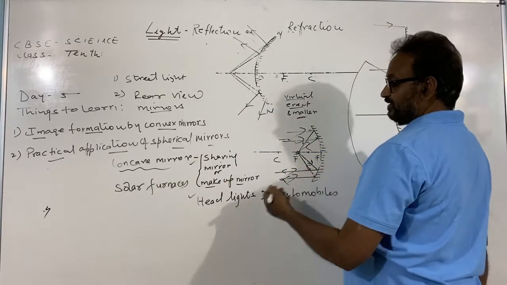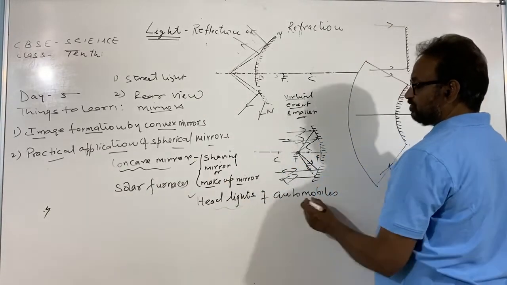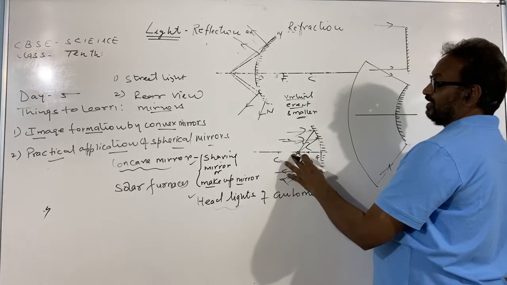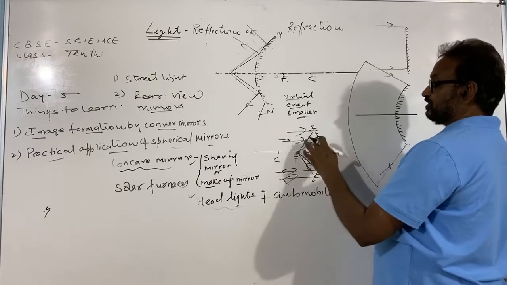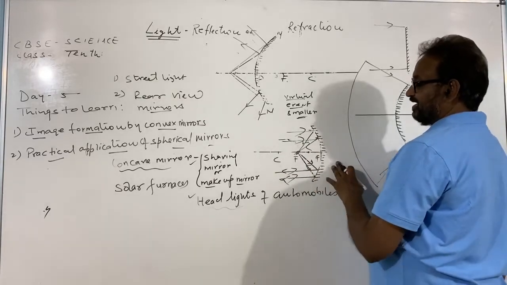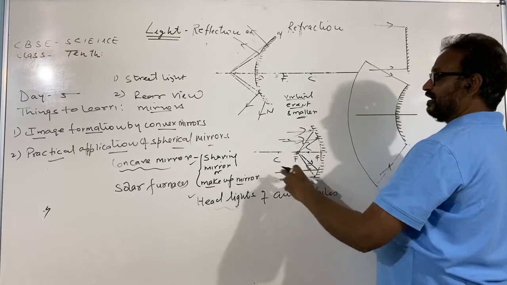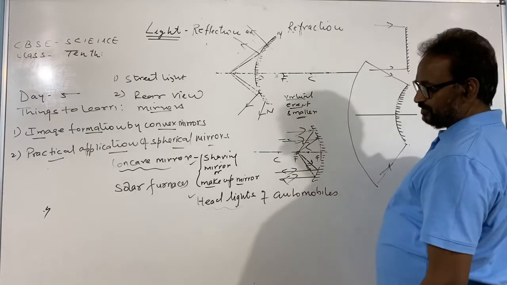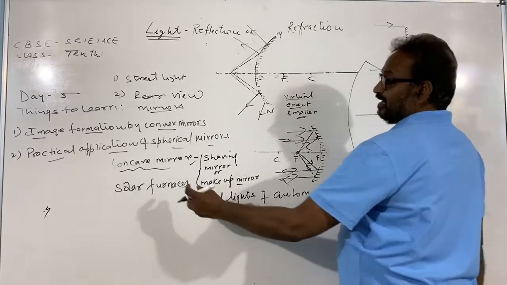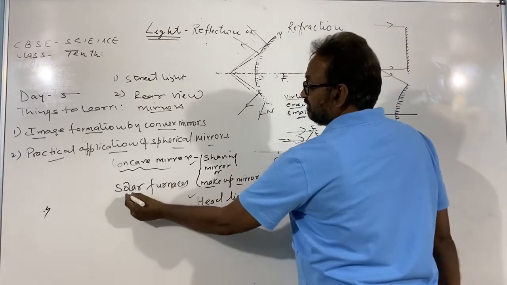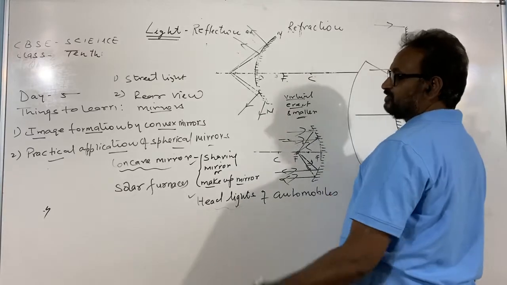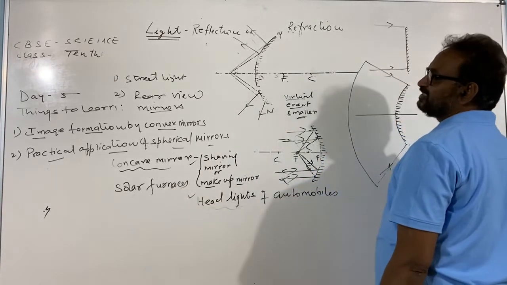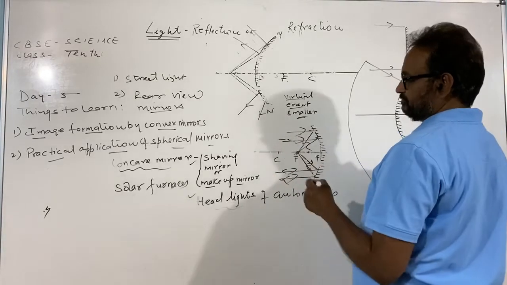Concave mirror is also used in the headlights of the automobile. The bulb is placed at the focus. The light rays coming from the focus, when they strike the mirror, are reflected parallel and a large road is illuminated. A concave mirror is also used in solar furnaces. In solar furnaces, it is used to concentrate the sun's rays at a point.